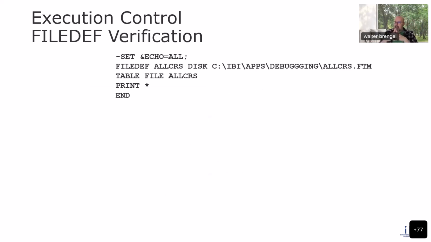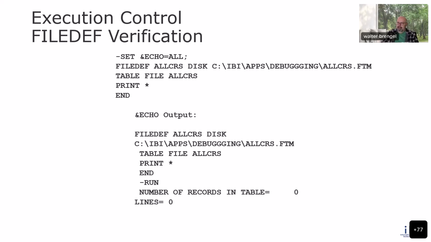All right. Here's another example. So we're done with that report. Everybody's happy now. But now I have -SET &ECHO = ALL, FILEDEF ALLCRS DISK, and then I have a path. And then I do TABLE FILE ALLCRS PRINT * END. And when I run this, I got no lines of output, even though I know that there's data in the file.